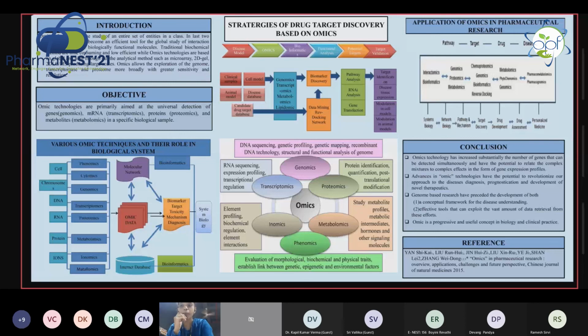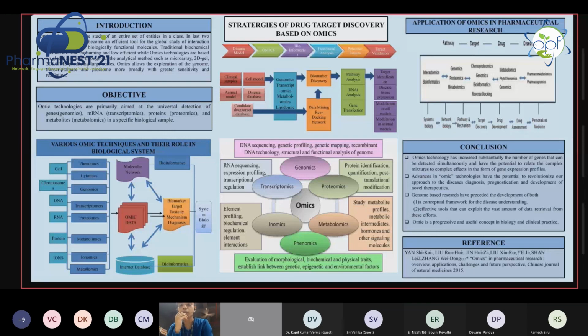And the conclusion from my poster would be that the Omix technology has increased substantially the number of genes that can be detected. From the Omix technology, the number of genes that can be detected simultaneously have the potential to relate complex mixtures to complex effect. Different complex mixtures can give a different complex effect in the form of gene expression profiles in the biological sampling. Advances in the Omix technology have the potential to revolutionize our approach to disease diagnosis.